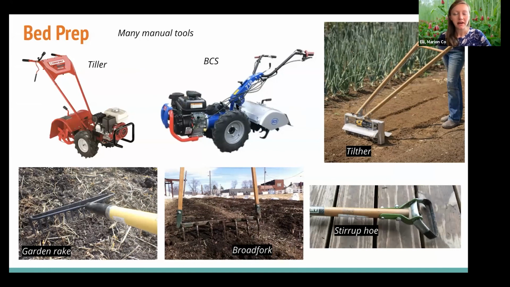I will wrap up here in just a second on tools and equipment that we can use. There's a lot of different ways to do bed prep. I'm sure you're using many different tools yourself. These are common tools that we see on a small scale or urban environment to do bed preparation, either using a stirrup hoe. Broadforks really help to aerate soil and yet not disturb it as much as it would if you were to till those beds.